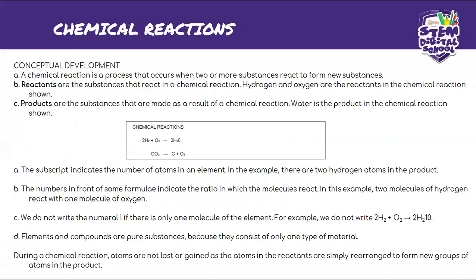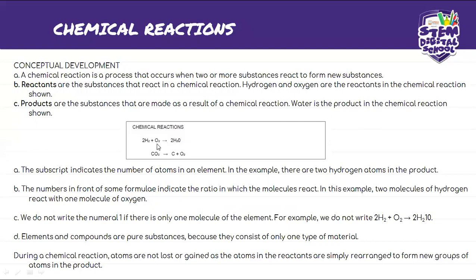All right. Now, a chemical reaction, as we said, is two or more substances reacting to give you a new substance. So reactants are the substances that react in a chemical reaction. So hydrogen and oxygen are reactants in the chemical reaction shown. And products are the substances that are made as a result of a chemical reaction. Water is the product in the chemical reaction. Now see something. So this is hydrogen reacting with oxygen to give you water.